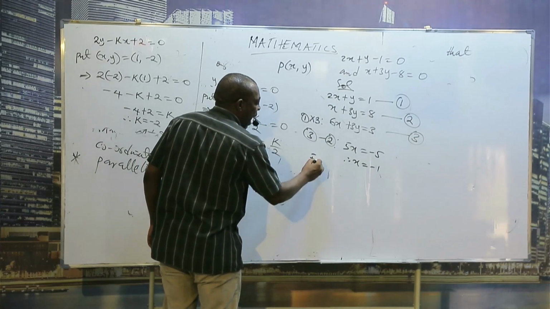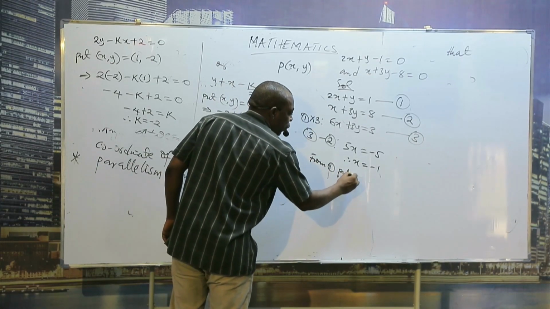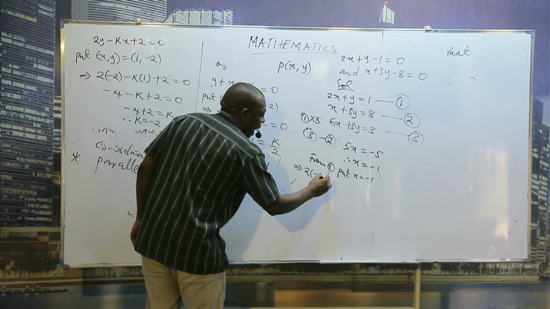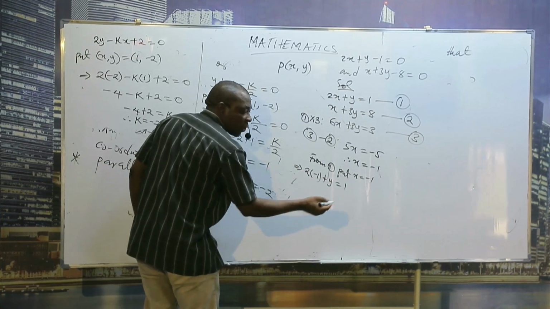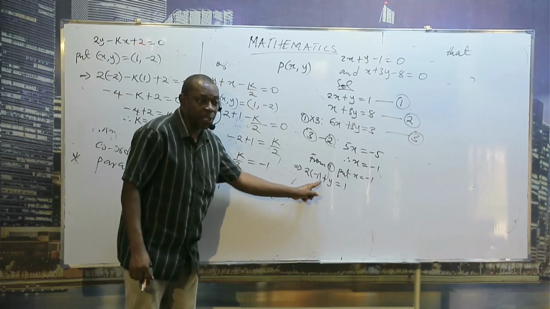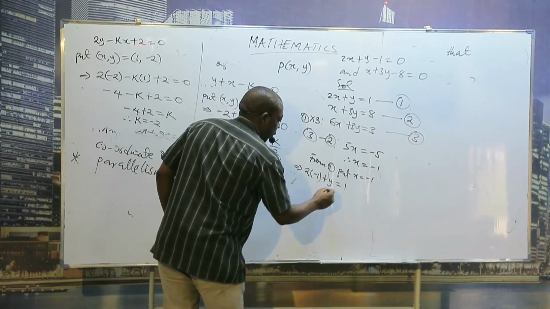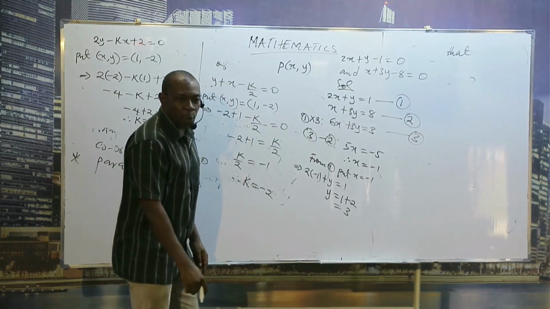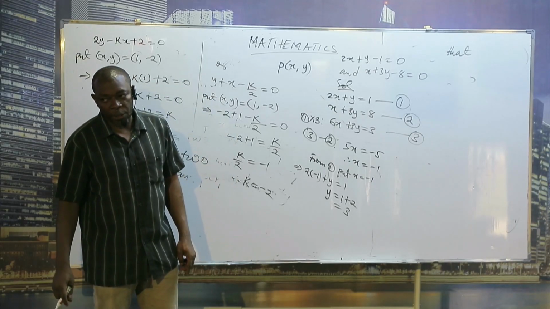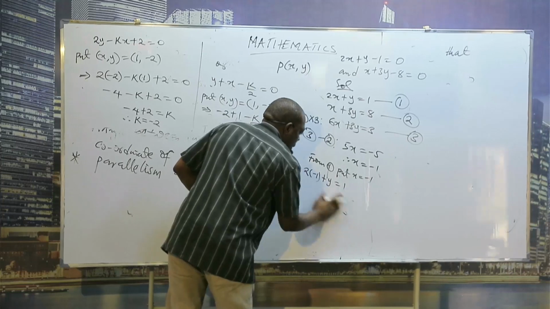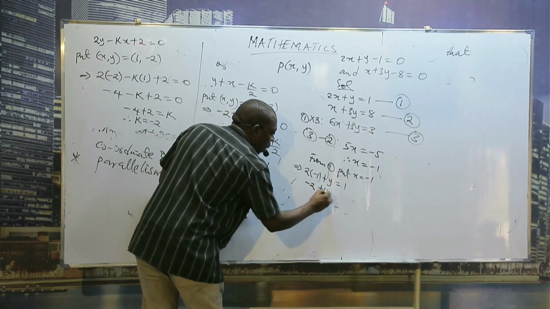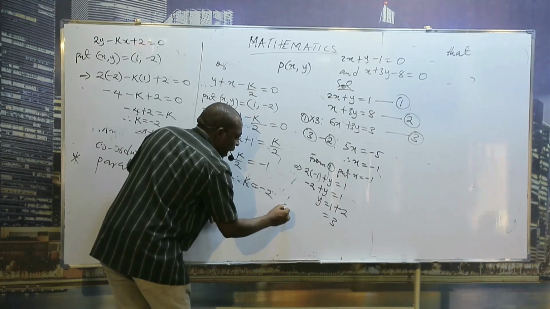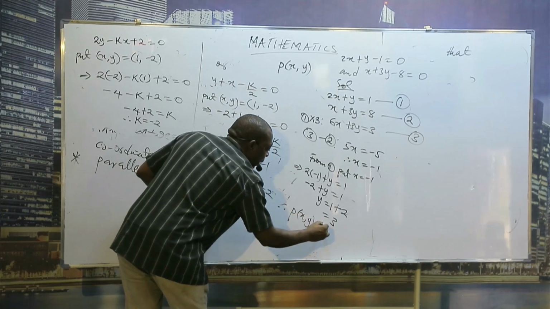I go to equation 1 and put in my x, which is 2 into minus 1 plus y equals 1. Good? Y now becomes 1 plus... which is equal to what? I need that step, I need the next step. Minus 2 plus y equals 1. Y becomes 1 plus 2, which is what? Therefore P(x, y) will give me P.